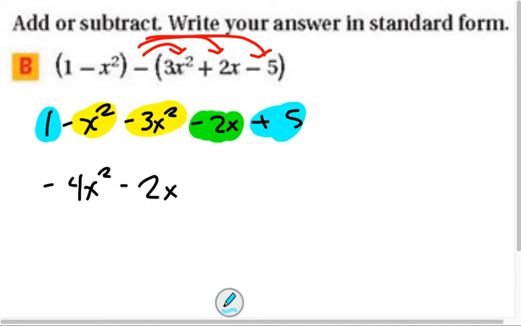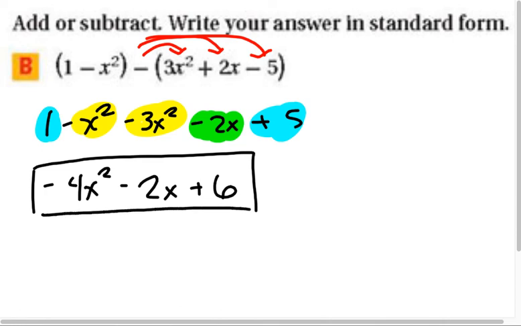So these are your standalone numbers. So 1 plus 5 is going to be 6. And this is in standard form. That is it. That is how you would add or subtract polynomials.